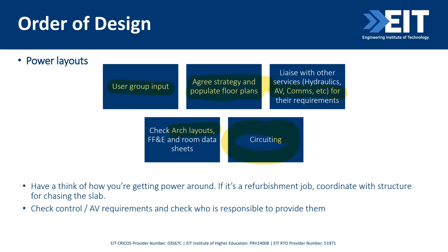So if it's a new project, nice and easy. We can run new cabling as we need. However, if it's a refurbished facility, we might need to have a bit more of a think of how we're actually getting cables from A to B. Similarly, there might be control or AV requirements. So the question of scope that ideally we'd ask in our planning phase, we know whether to fold those into our power layouts or if they'll be on a separate drawing set.